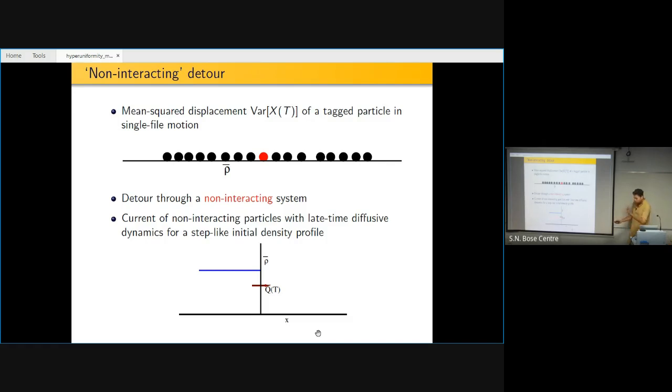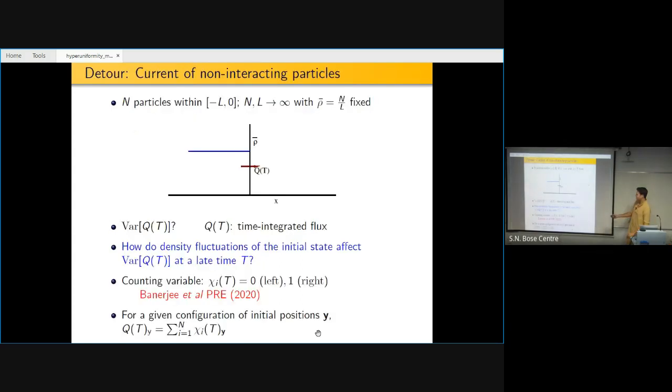So I will show you that it is the same physical mechanism that controls the current in this system as is the physical mechanism that controls tracer motion in a single file system, which is this one. So let us first look into this system and see what we get. So I have N particles which are spread between 0 and minus L, N going to infinity. So I have a homogeneous density.